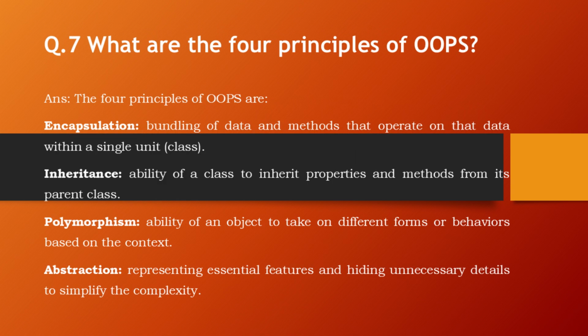What are the 4 principles of OOPS? The 4 principles of OOPS are: encapsulation, bundling of data and methods that operate on that data within a single unit, class. Inheritance, ability of a class to inherit properties and methods from its parent class. Polymorphism, ability of an object to take on different forms or behaviors based on the context. Abstraction, representing essential features and hiding unnecessary details to simplify the complexity.